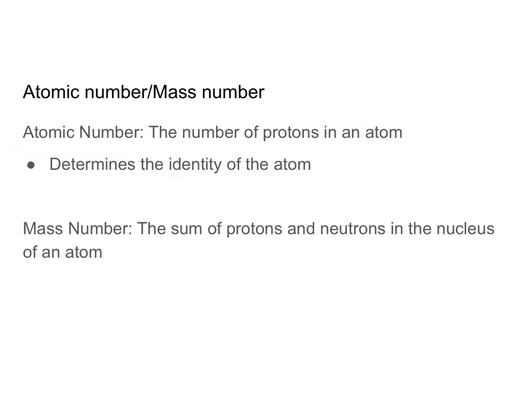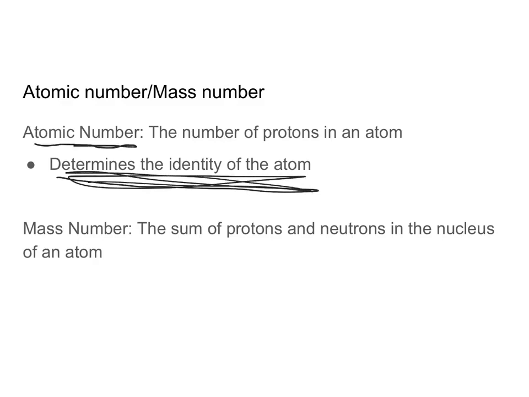And so another way that we can describe atoms is with the atomic number and the mass number. And now I've been talking about this throughout this video, that the number of protons in an atom determines the identity of the atom. And we call the number of protons the atomic number. This is a very important number because it tells us what type of element this is. And so that's one number that we can use to describe our atoms.